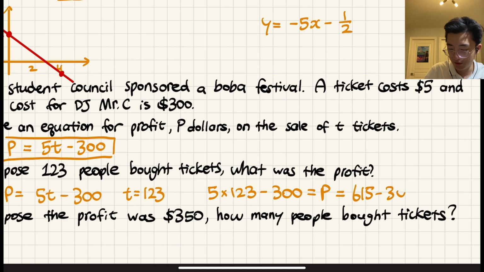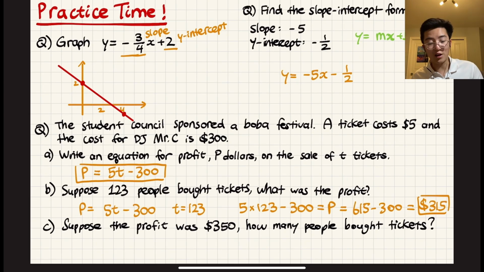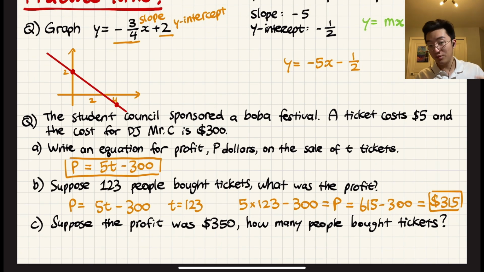615 minus 300, getting us $315 in profit, right? So assuming 123 people bought the tickets at $5 each, we'll earn $615. But because we have to waste $300 on our DJ Mr. C here, we end up getting $315 in profit. So now, alternatively, we can switch it around. Suppose our profit is $350. How many people bought the tickets?